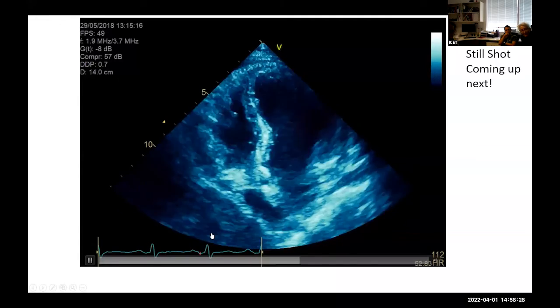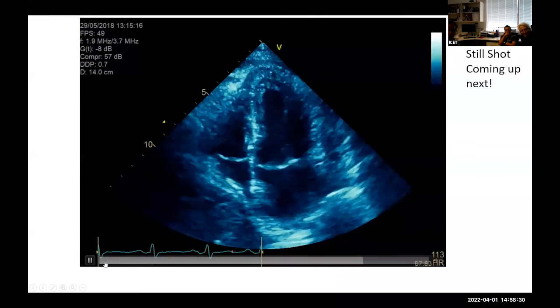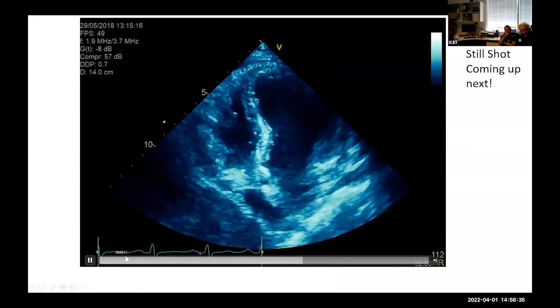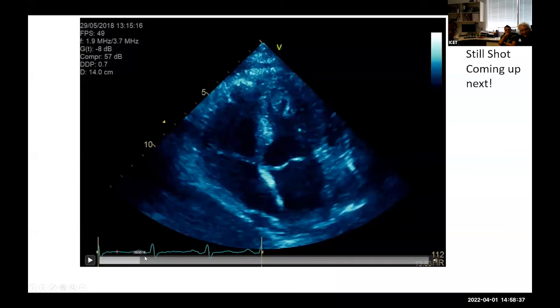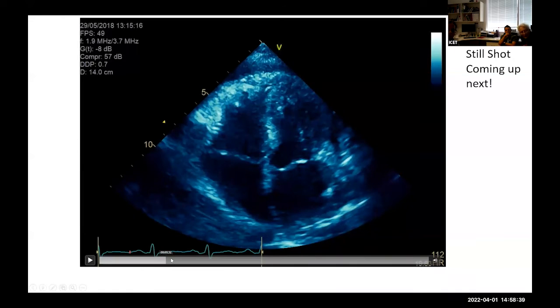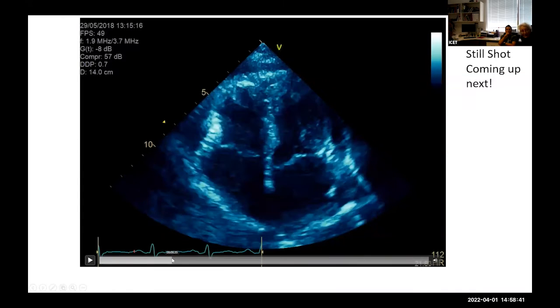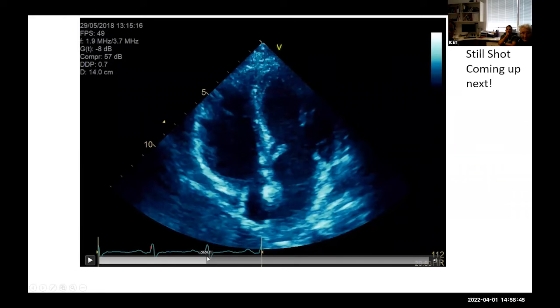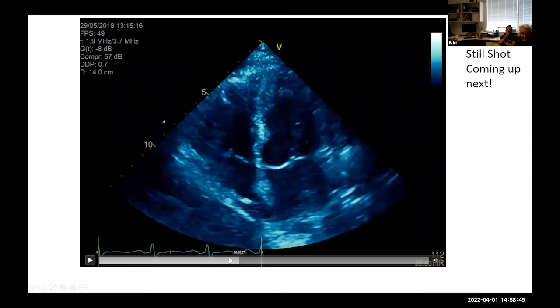I can't really tell. I might have to slow it down to see if the left atrium is as well. So now you can actually assess it. There, yeah, there it is. Oh God, it's just dancing. It's just wobbling, doing the worm.